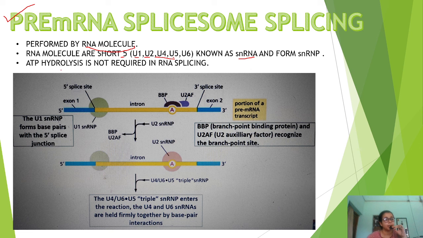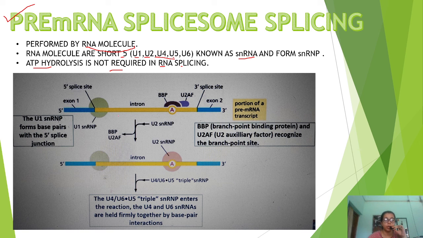Next, ATP hydrolysis is not required in RNA splicing. While the splicing process is being done, ATP is not used, but for the arrangement of the complexes, ATP is required. Energy is not required for the splicing removal process, but for the arrangement purpose, the energy, that is ATP, is used. First, let's understand this figure, then we will understand the process in detail.